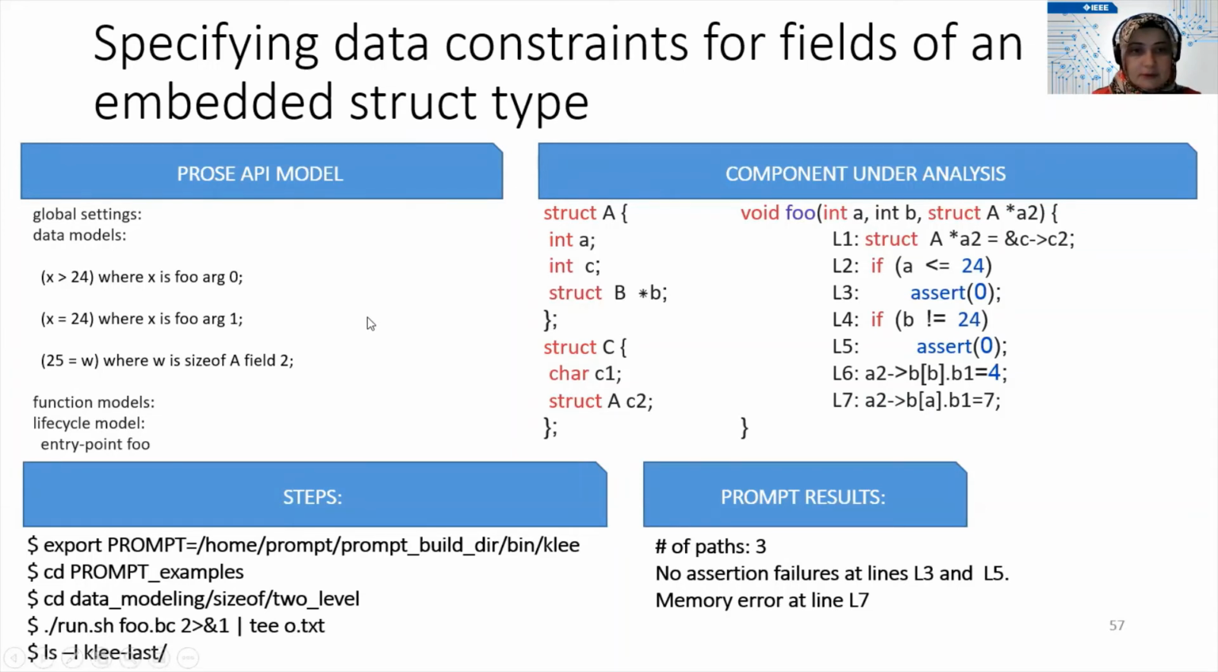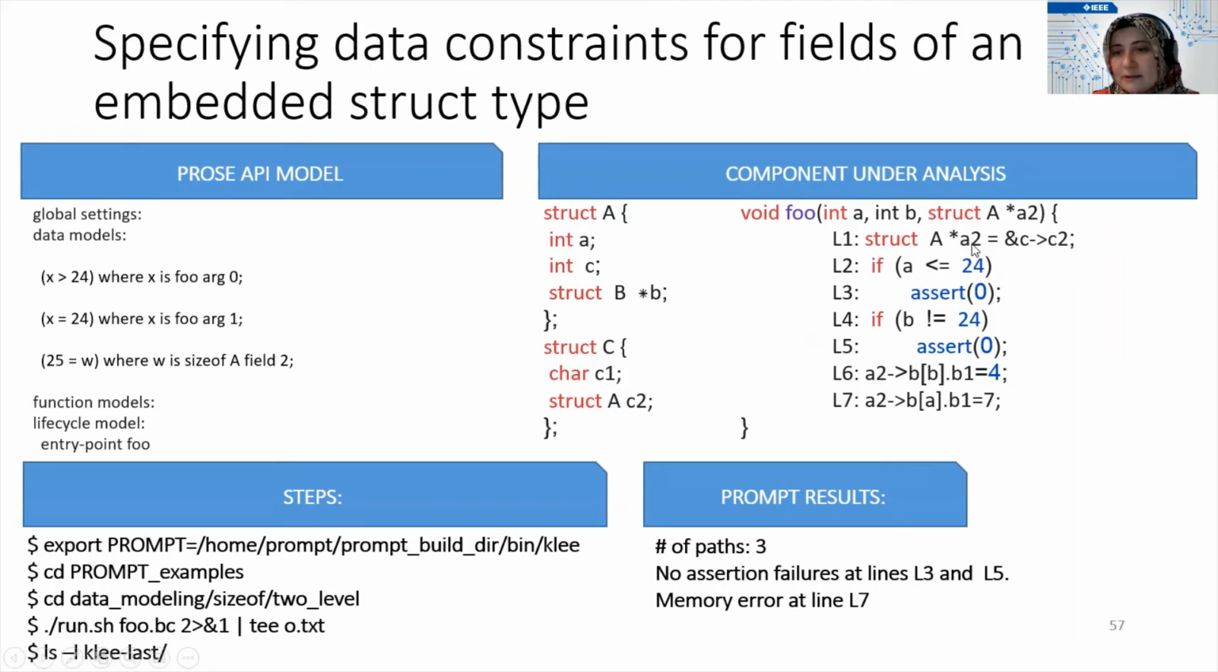Now, prompt can make sure that such constraints get applied even to embedded types. For instance, we have struct C here that embeds struct A, and all our constraints are about struct A. There's a typo here, because this should be a C type. I apologize for this typo, but this argument is supposed to be a C type.